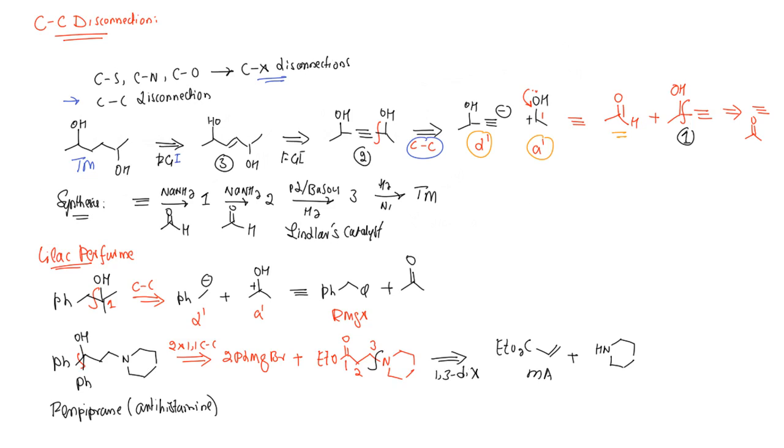We can further disconnect on the other side of the triple bond, and we will get acetylene and acetaldehyde. Consider the synthesis. Here we have the synthesis. First, the triple-bonded acetylene is reacted with a strong base such as sodium amide. It will give sodium acetylide, which is a strong nucleophile. This strong nucleophile will then add to acetaldehyde in a nucleophilic addition reaction, and we will get structure number 1.